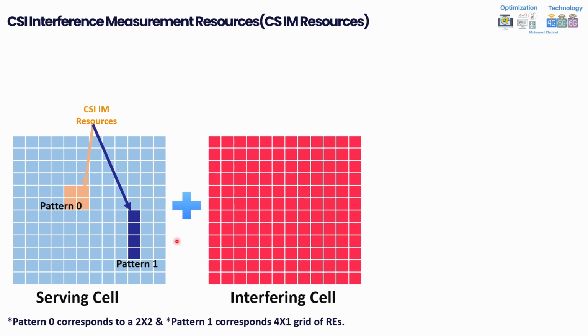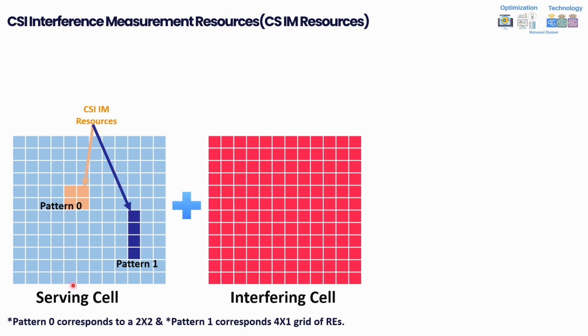So, for example, assume this figure on the left is a serving cell. There are some resources here, CSI-IM resources being configured. Actually, I give here pattern 0 and pattern 1 because it can be one of them. The gNB usually configures one of those patterns, based on the parameter configuration. The main difference between both of them is that, for example, pattern 0 is using a 2 by 2 grid. What do we mean by 2 by 2?